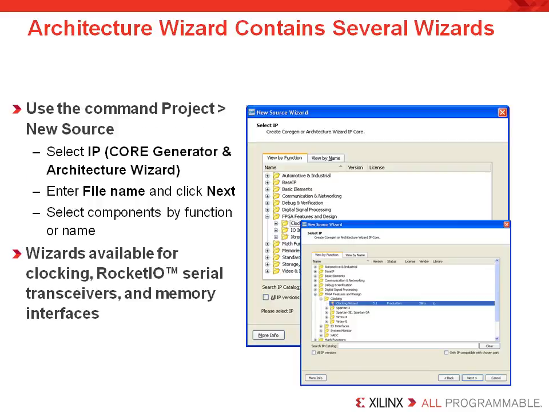When you create a new design source with the ISE tools, it will ask you what kind of component you wish to make. You then select the IP core generator and architecture wizard and click Next. This will open the core generator, which allows you to add components by function or by component name. The core generator also contains other critical functions. It includes the Rocket I/O GTP and GTX wizards, which are used to build and customize serial I/O functionality in the Virtex 6 and Spartan 6 serial gigabit transceivers.